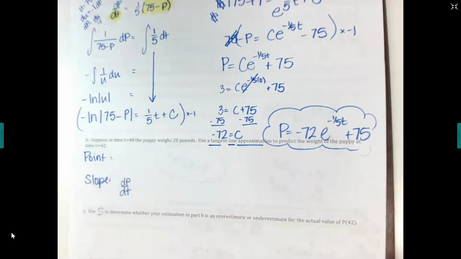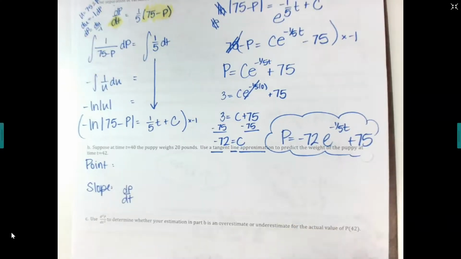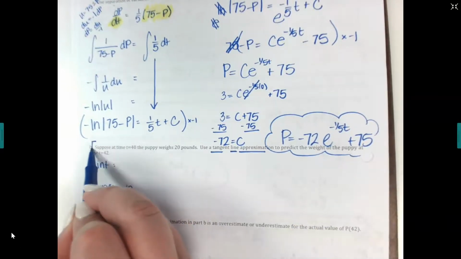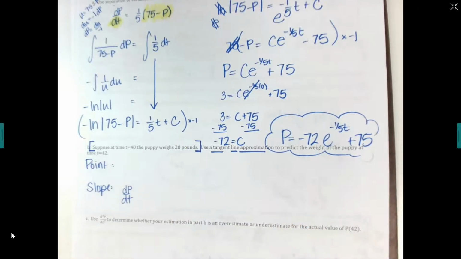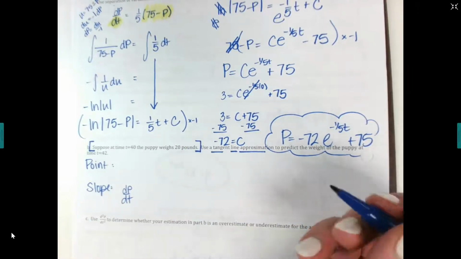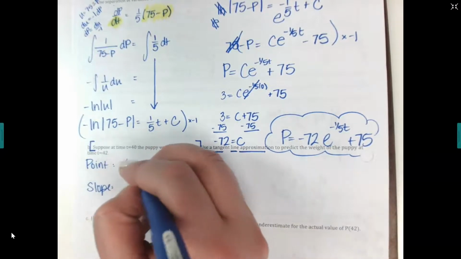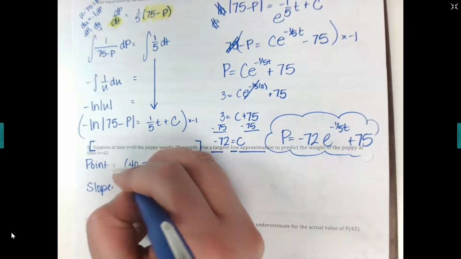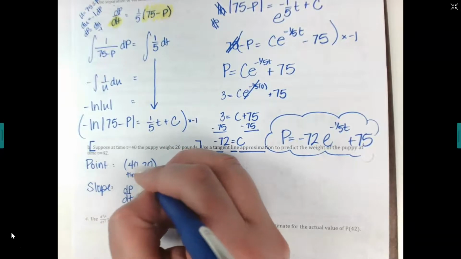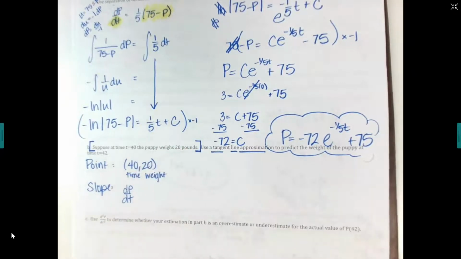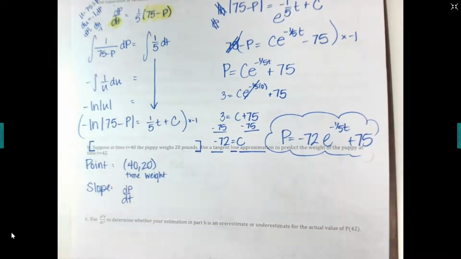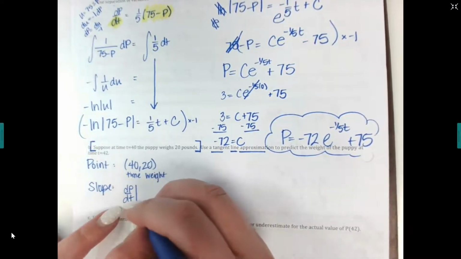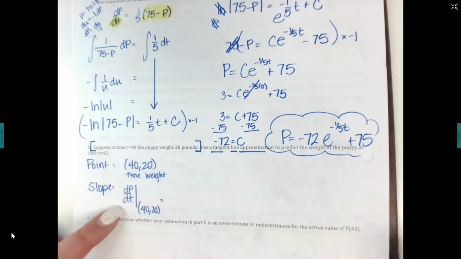Okay, I need the point. Look at what they gave me. Let's make a point out of it. At time 40, the puppy weighs 20. What is the point? 40, 20. Because remember, your time is the x value, and then the puppy's weight is the y value. So I have my point, 40, 20. I need my slope, which means that I want dp dt at 40, 20.